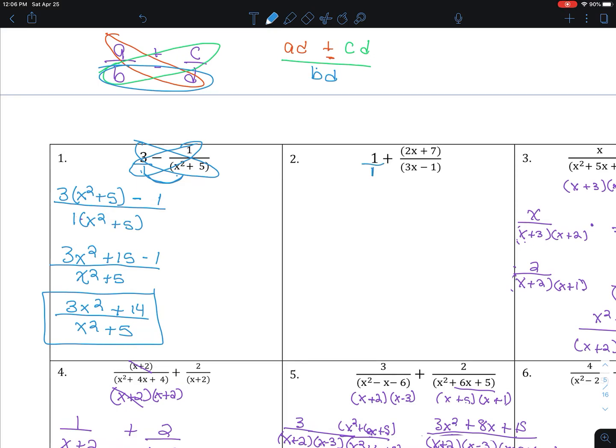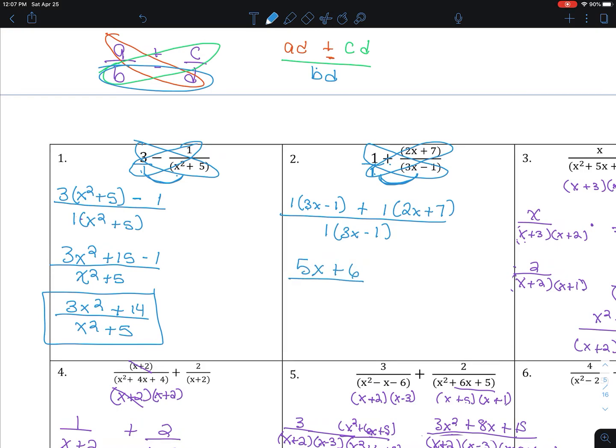Okay, problem number 2 is similar, and I'm going to do it the exact same way. I'm going to remember that I can write 1 as 1 over 1. Any whole number can be written over 1. So I multiply diagonally, so I get 1 times 3x minus 1. And then I multiply diagonally again, and it's addition, so it remains addition. I get 1 times 2x plus 7. And then I multiply horizontally the bottom. So I get 1 times 3x minus 1. Simplifying this, 3x and 2x are 5x. Negative 1 plus 7 is 6, all over 3x minus 1.